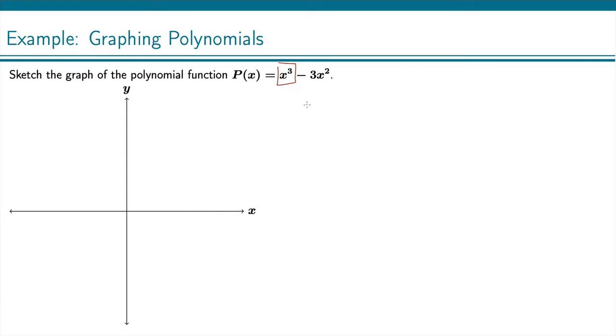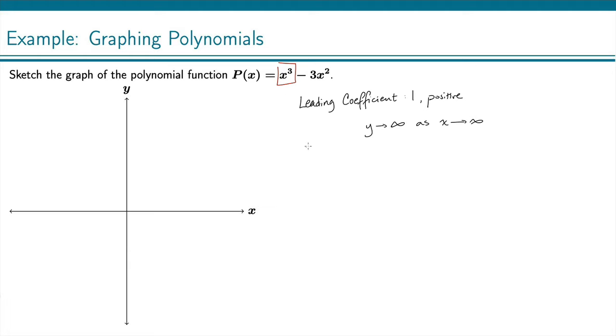So we have our leading coefficient, which is the number in front, which is just 1, okay, which is positive. And a positive leading coefficient means that y approaches infinity as x approaches infinity.